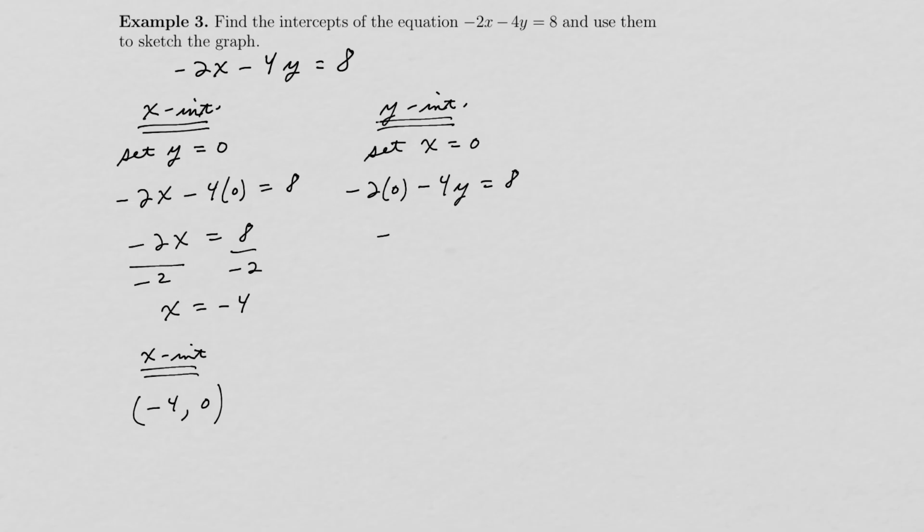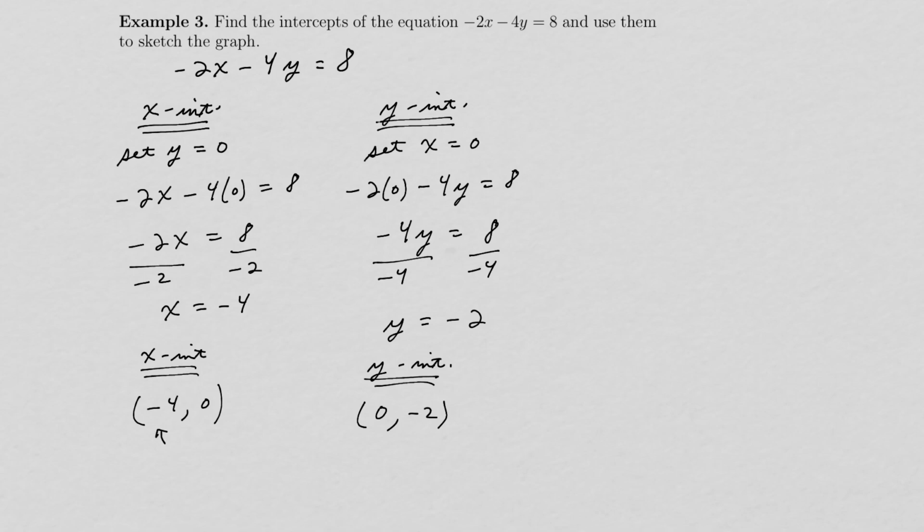So notice the first term is gone, so I just have negative 4y is equal to 8. And then to get y by itself, or 1y, I need to divide by negative 4. So y here is going to be negative 2. Right, so my y-intercept will be 0, comma, negative 2. By the way, the negative 4 is kind of like our A that we talked about before, and the negative 2 is like our B that we talked about before.